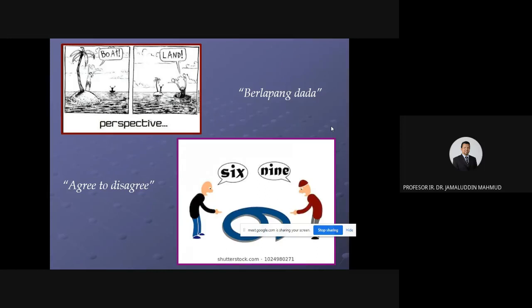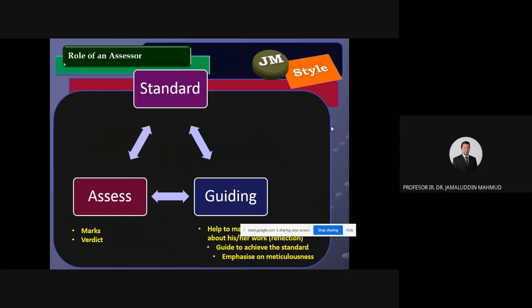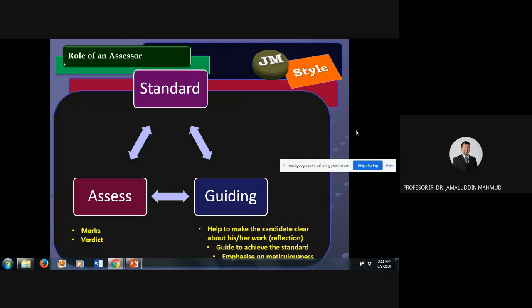Now, before that, let's introduce the role of an assessor. Thank you to Dr. Sheila just now. Not only are we assessing, but the responsibility basically is that we want to keep to the standard. There's a PhD standard, and it's good to keep it. For UiTM, we want to make sure that all the PhD graduates follow the standard of a PhD. And then we assess, we give marks and a verdict, and thanks also to Dr. Sheila. Other than that, we are also guiding the candidates so that, hopefully with our comments or suggestions, the candidate could graduate on time.